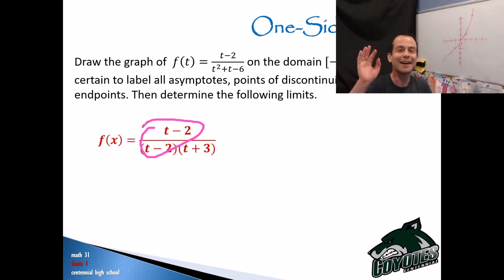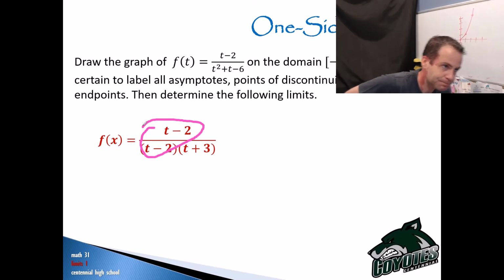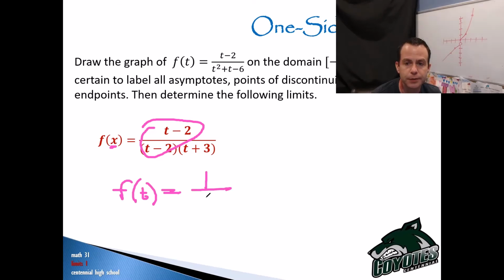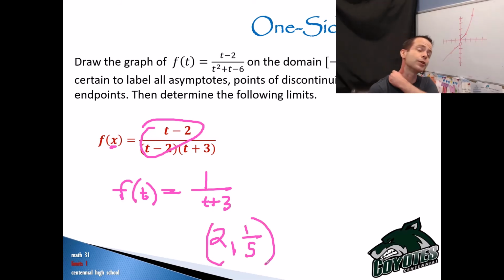Now, we have trained you so well in 30-1 to say what the physical point is, right? So the physical point, this would be f of t, sorry, that's a little typo there. That should say f of t. F of t equals 1 over t plus 3, but we know that t can't be 2, and so if I plug in 2, I get 1 over 5. So I know I have a point of discontinuity at 2, 1 over 5.